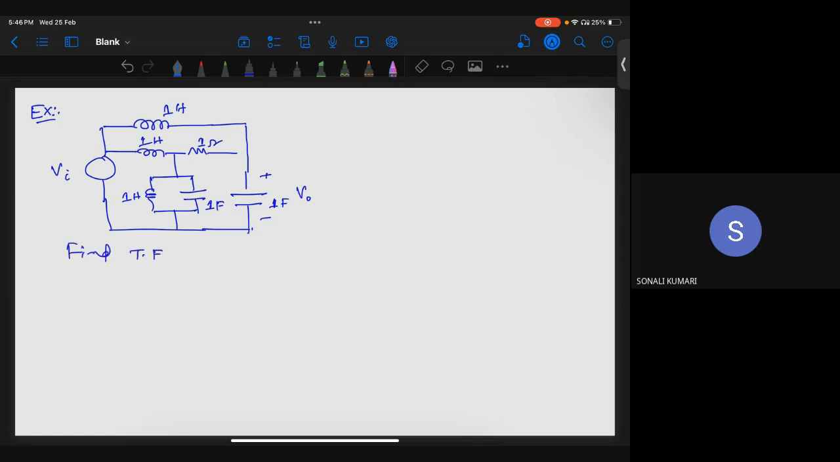So the transfer function is always nothing but V naught of S divided by Vi of S. V naught of S is the Laplace transform of the output, and Vi of S is the Laplace transform of the input. So the first step is what? This is the time domain circuit.